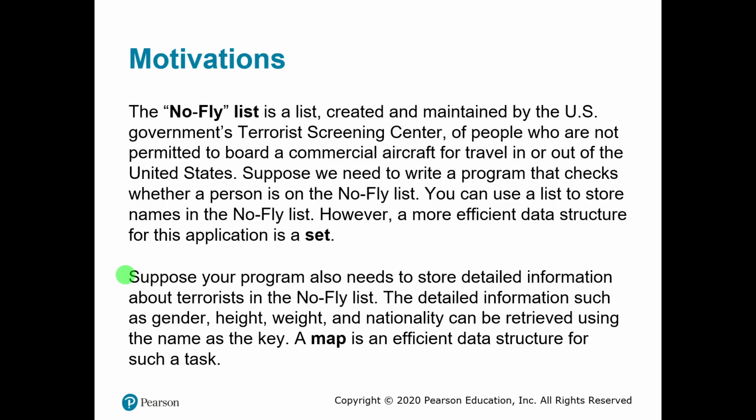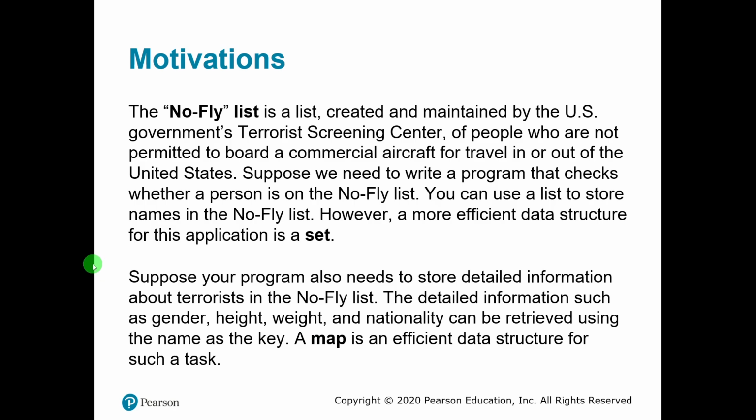And then later on, we're going to talk about maps. Once we find information about a person, we could look that person up by their name and then find the other things associated with that person, like their gender, their height, their weight, or their nationality, using their name as a key. And we'll talk about that later on with maps.